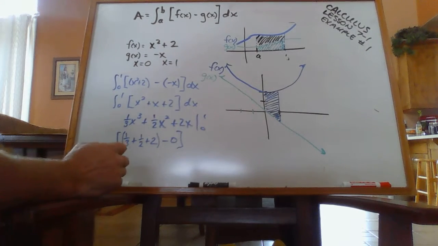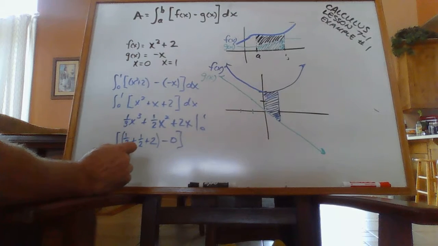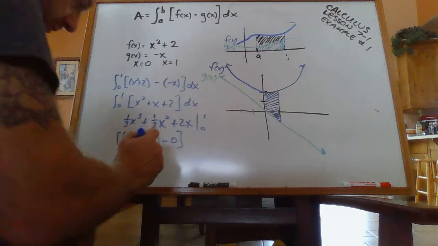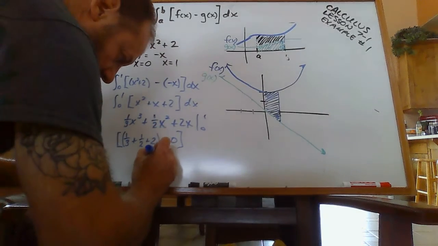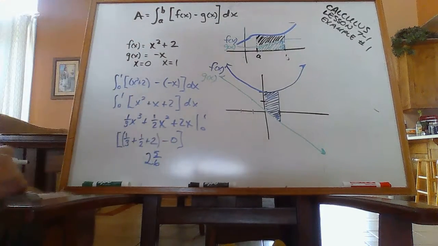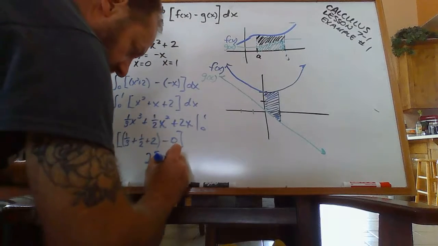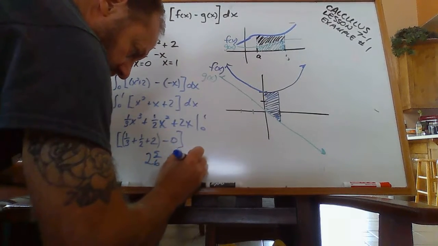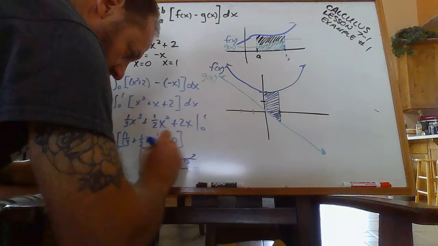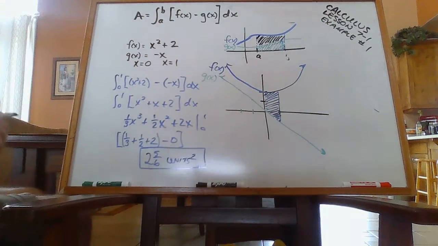And so what is this? This is 2/6 and 3/6. That's 5/6. This is 2 and 5/6. And so that is the area between that curve, and that's in units squared. And there you go.